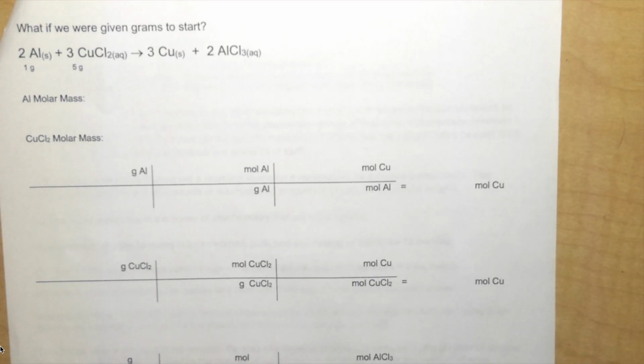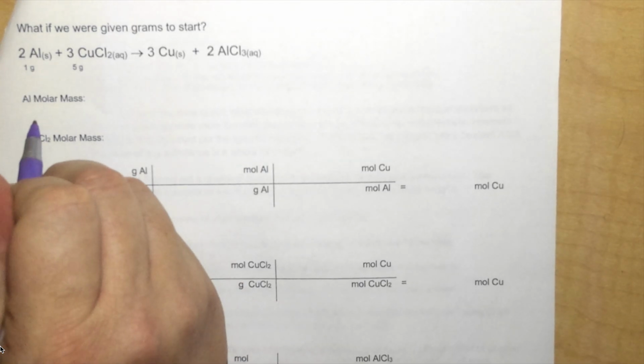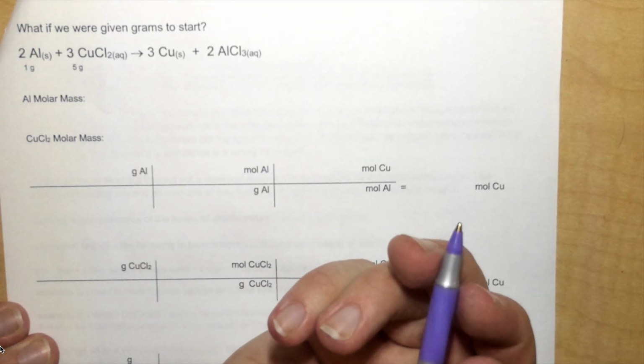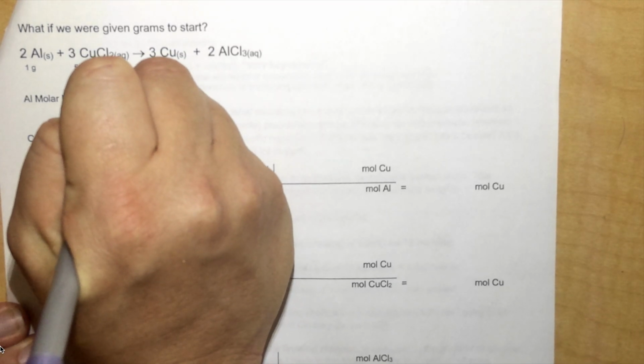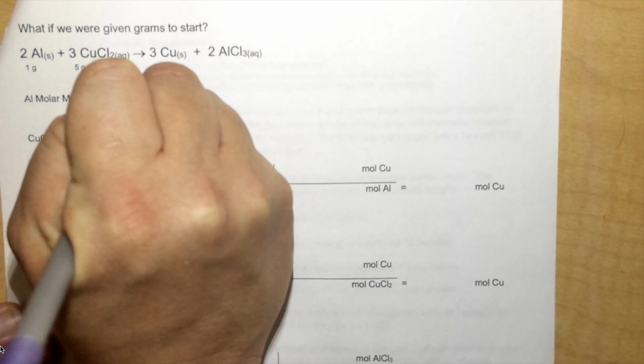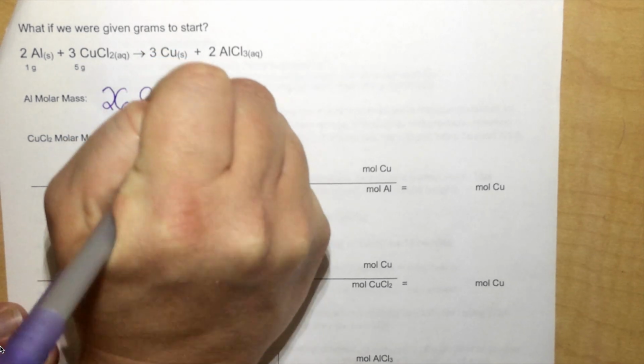It says, what if we were given grams to start? Instead of saying we have 3 moles of aluminum and 3 moles of copper chloride, it's telling me that I have 1 gram of aluminum and 5 grams of copper chloride. My equation is already balanced, so I'm given the correct amounts. I'm going to start with aluminum's molar mass. If I look on a periodic table, I would see that aluminum has a molar mass of 26.98 grams.